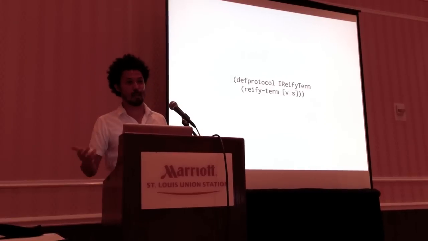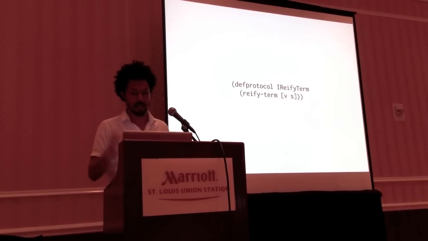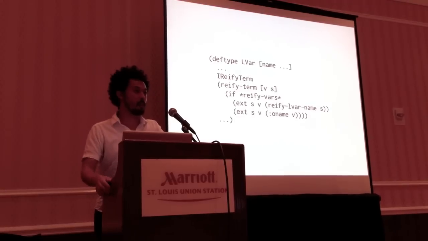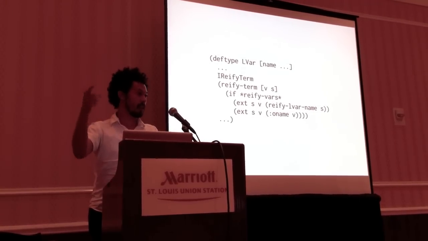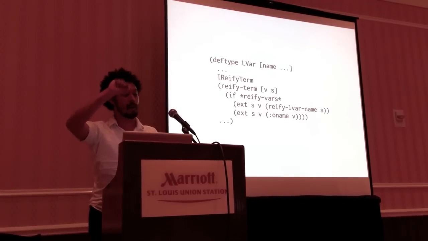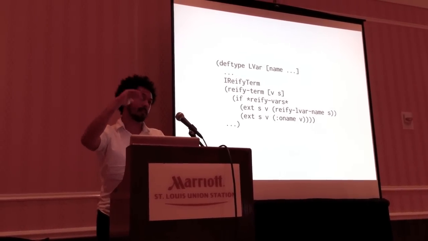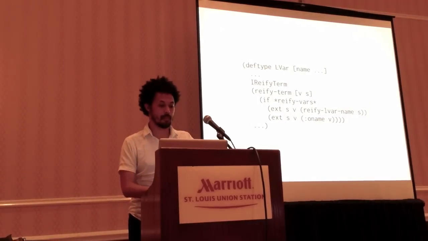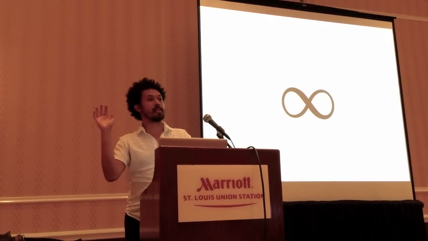Again, this is yet another polymorphic function, just so if we need to do something different for different types, we can. And here we can see an LVAR, right? When we reify an LVAR, this is an LVAR that was never bound to anything. What does it do? It extends that empty substitution with that underscore name. So however many logic vars that were unbound, that's going to be its name. So if there's only 1, it's underscore dot 0. If there's 2, underscore dot 0, underscore dot 1.